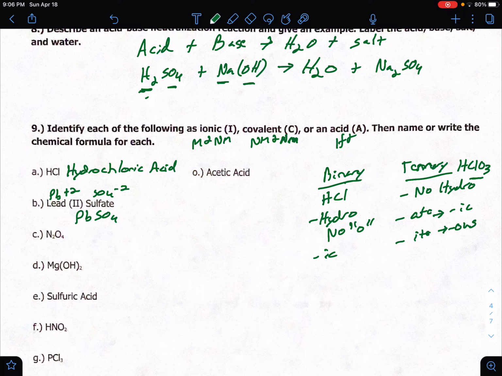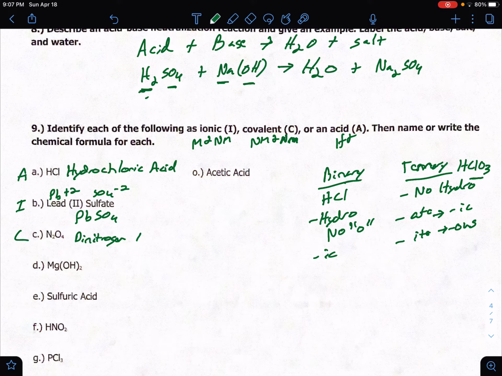N2O4, so nitrogen and oxygen, they're both on the right side. So this is going to be a covalent. Oh, so let me label these. This is an acid. This is ionic. Okay, this is going to be covalent, meaning they're both on the right side. So covalent means we use prefixes. So 2 is di. So this is going to be dinitrogen.